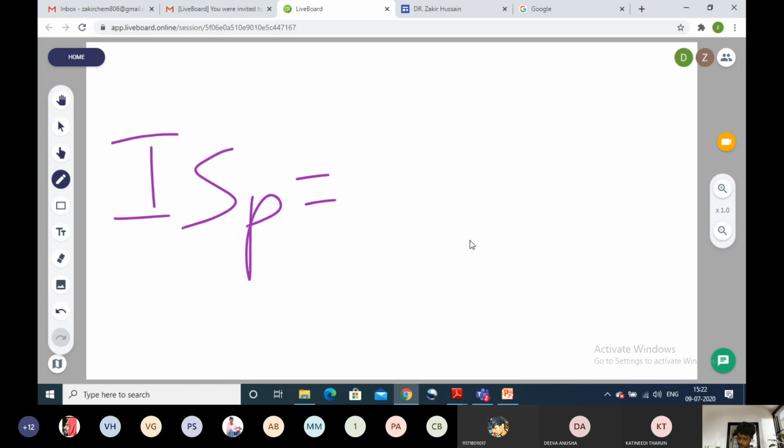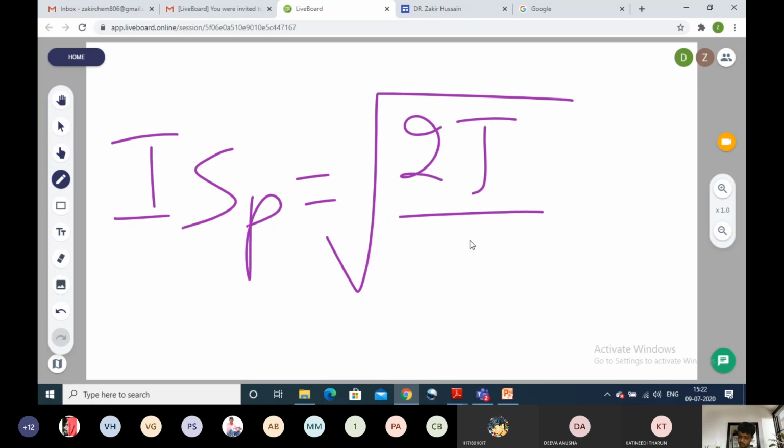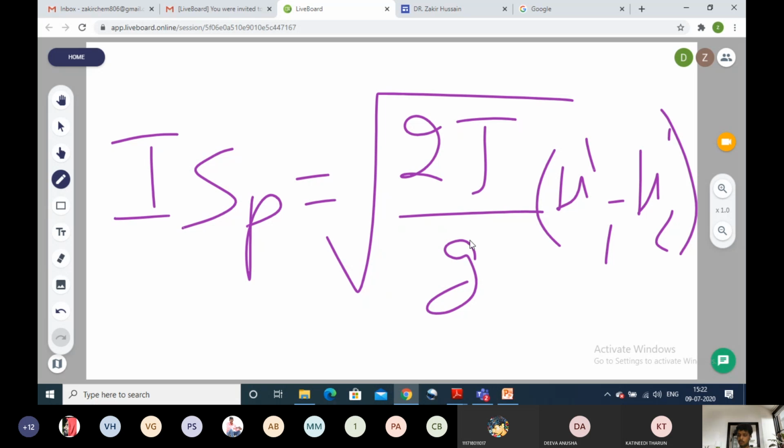So finally we will get ISP is equal to root of 2jg into H1 dash minus H2 dash. Okay.